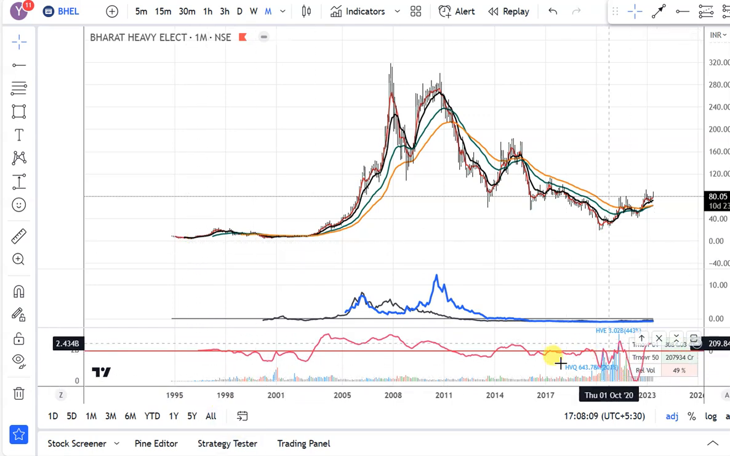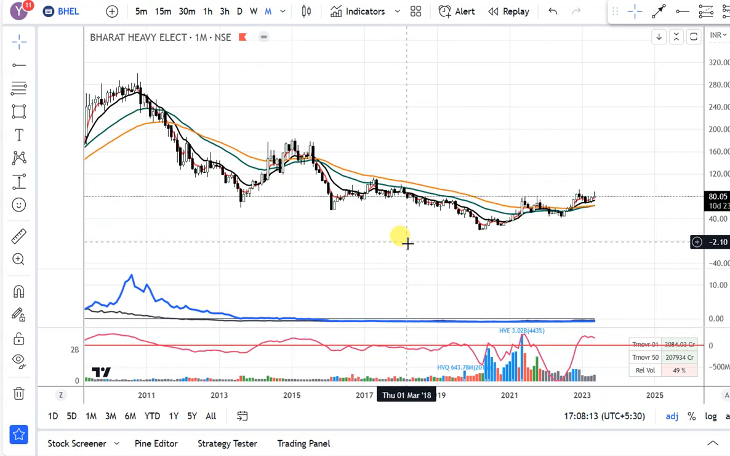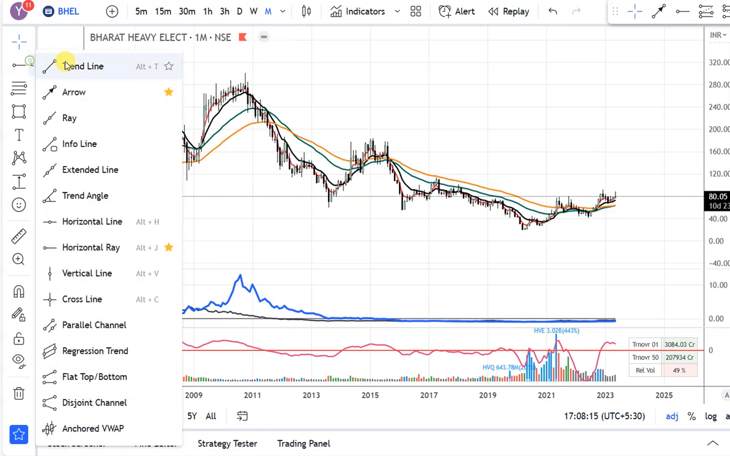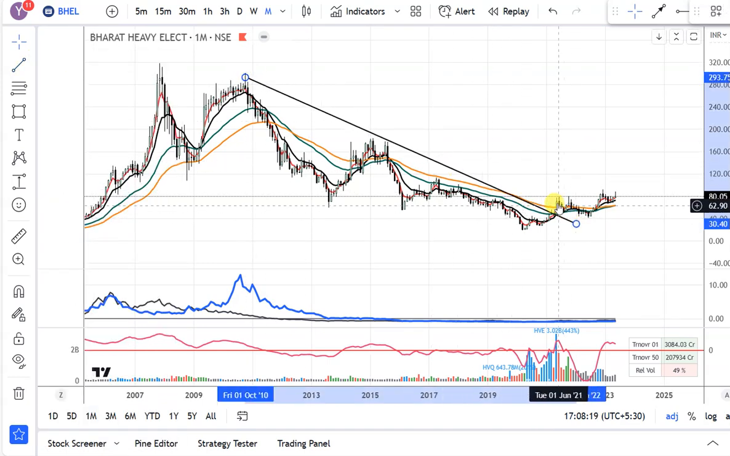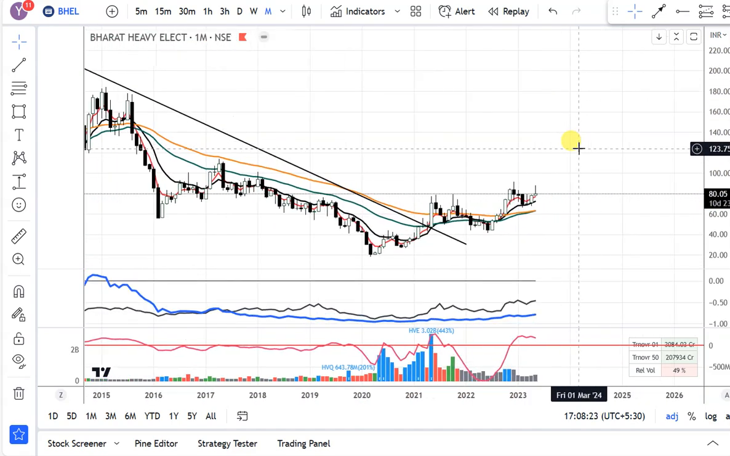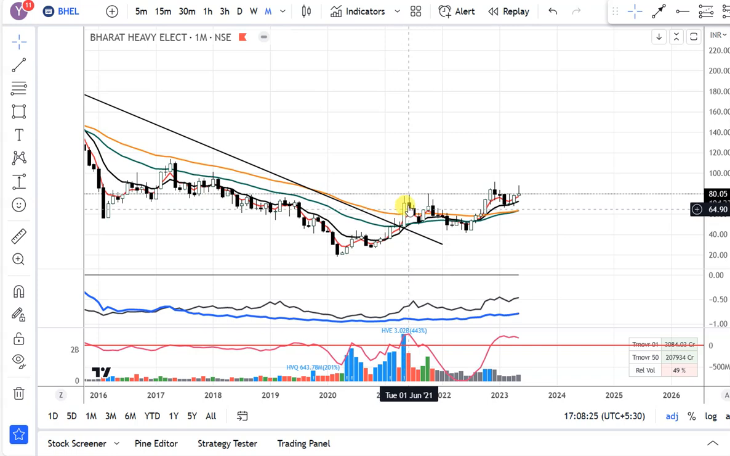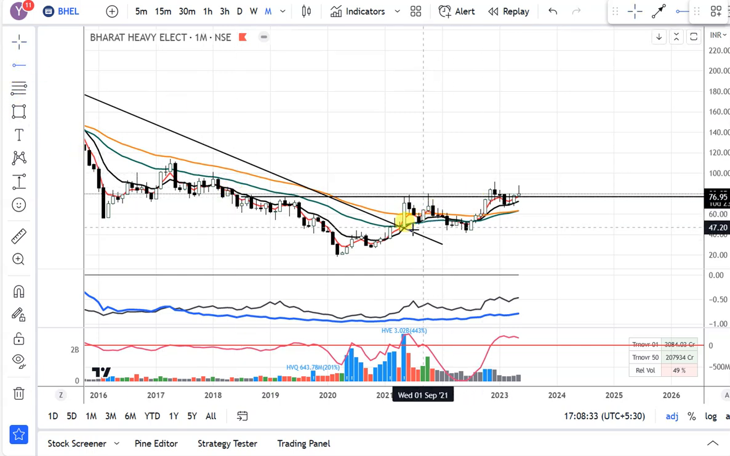Now, if you see, Bhel has given a strong breakout candle over here. And it is sustaining that level. Now, this has become your new base. Why? Because this candle has given you a breakout, came down, took a support exactly at that breakout candle, and it has sustained this.